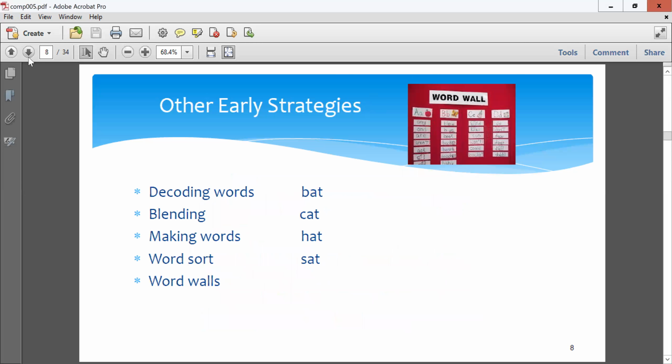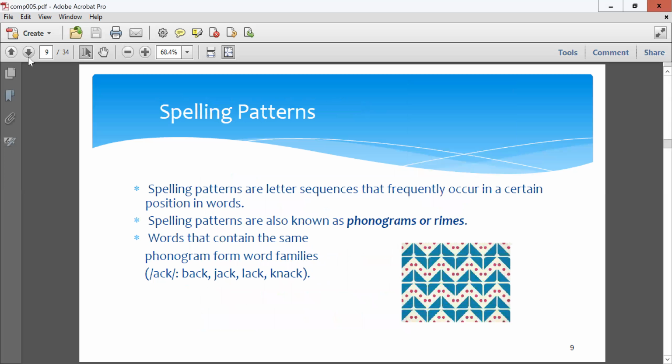So some other early strategies: blending, making word walls, doing word search, teaching word families, teaching spelling patterns, also known as phonograms or rhymes.